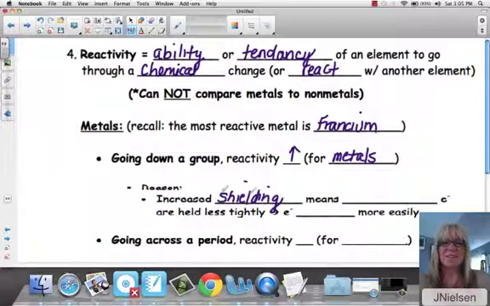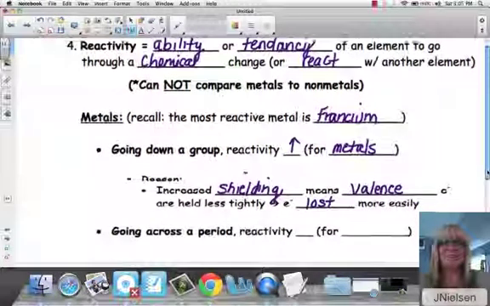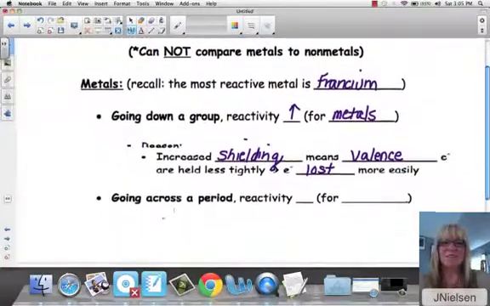So we have this increased shielding of the inner principal energy levels, which means that valence electrons are held less tightly. They're very, very loose, and electrons are lost more easily. Which means if they're lost more easily, that means they have a low ionization energy and things are going to react, like cesium and rubidium in the exploding bathtub.